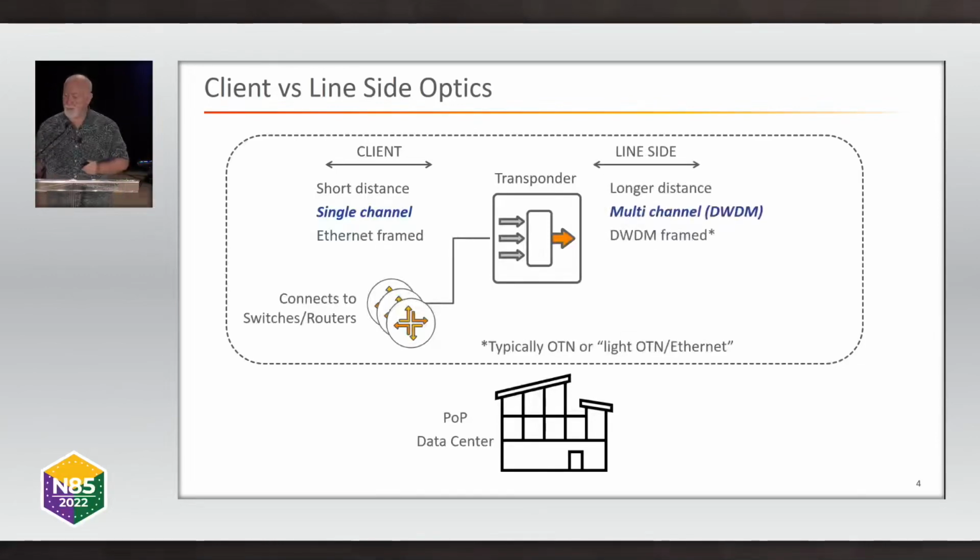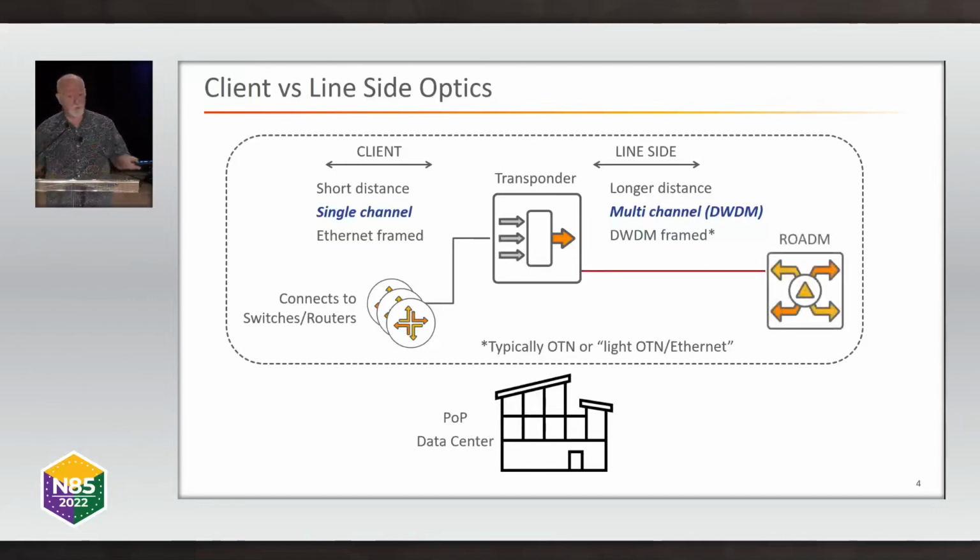On the line side, we have optics that are designed for much longer distance. They will be also designed to output multiple channels. Now, eventually this will be DWDM, but even on a single wavelength, you may be carrying multiple Ethernet services, because you could have an 800 gigabit wavelength, and it could be carrying 2 400 gig E services, or 1 400 gig E service and 4 100 gig E services. And so it would be framed appropriately.